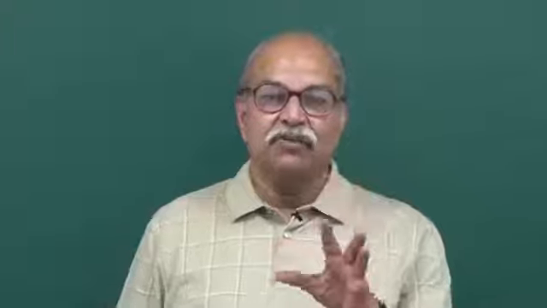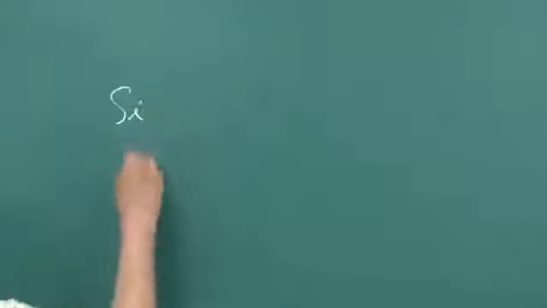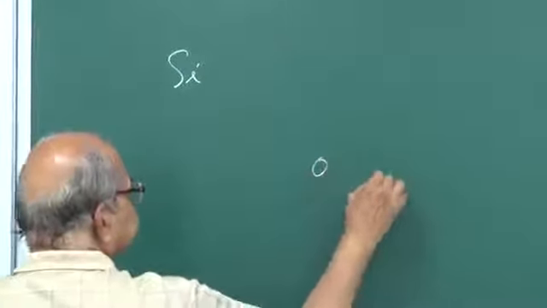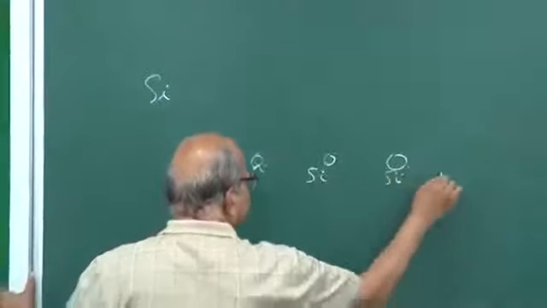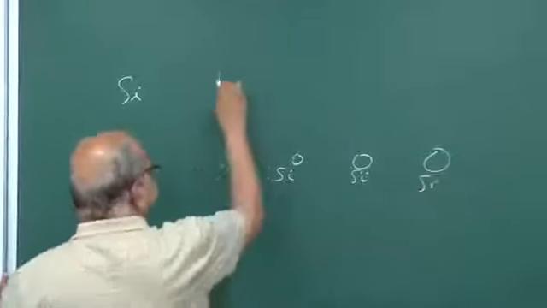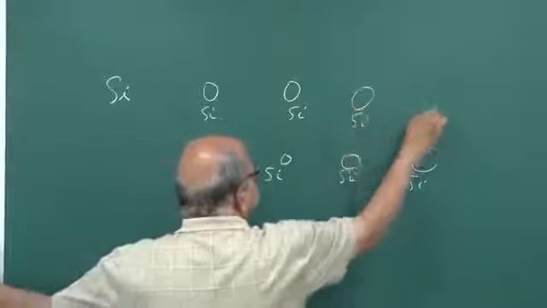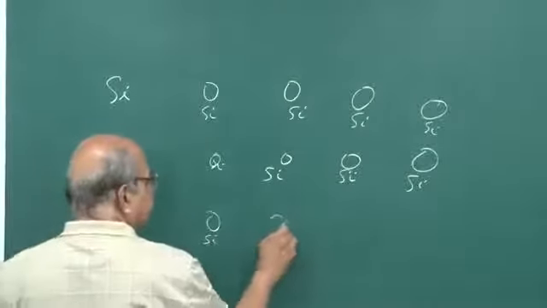So let me recap what we did in the previous lecture. We essentially talked about doping in semiconductors. If you take silicon, which is our model semiconductor, you have all those silicon atoms, and they are bonded covalently using those sp3 electrons.